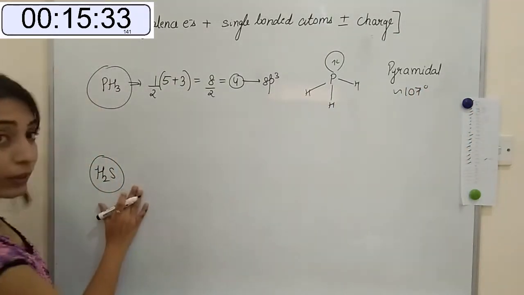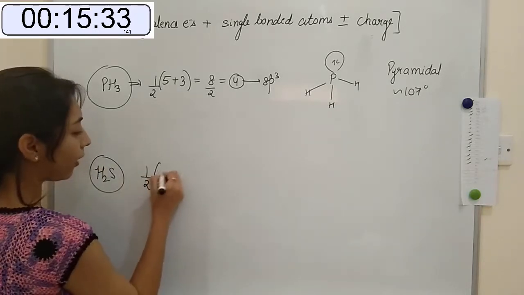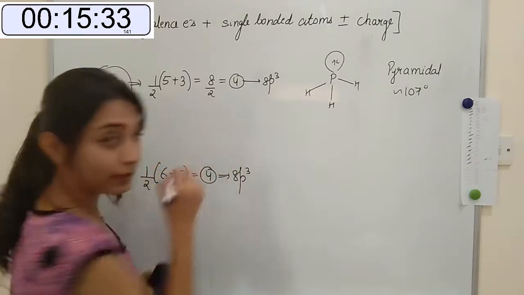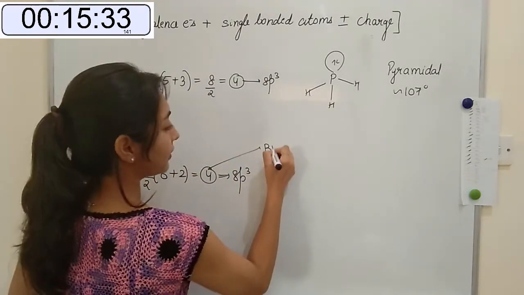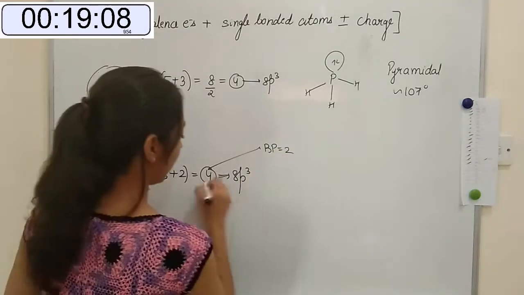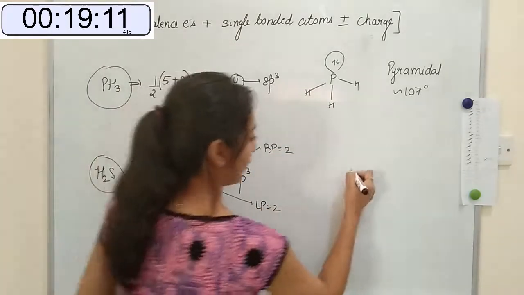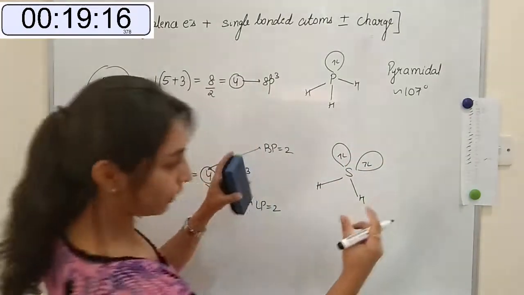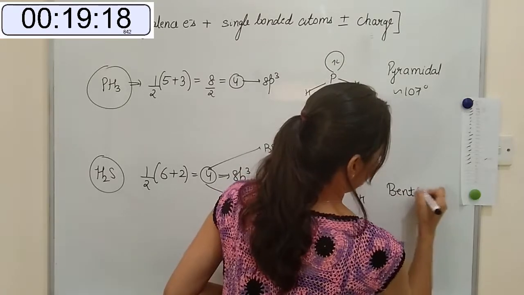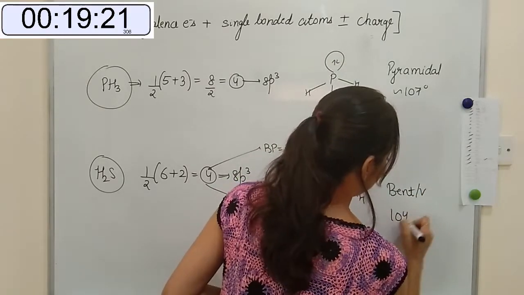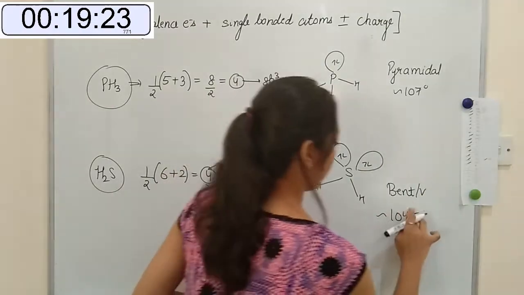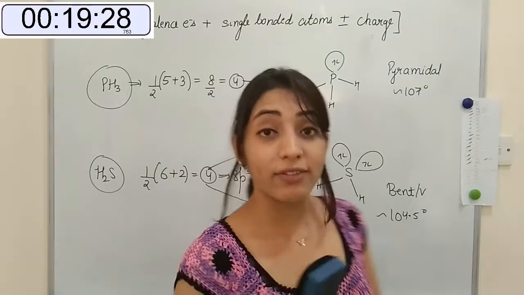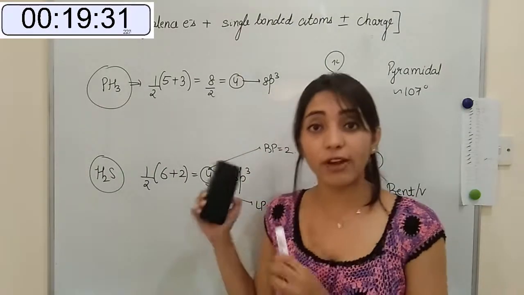Now moving to the next question, which is H2S. Half: sulfur is 6 plus 2, 8 by 2, 4. 4 means sp3, right? How many bond pairs? There will be 2 bond pairs and there will be 2 lone pairs. So the shape should be, 1, 2 and these two. If you take a picture, it should be bent or V-shaped and the bond angle should be approximately 104.5 degrees, right?